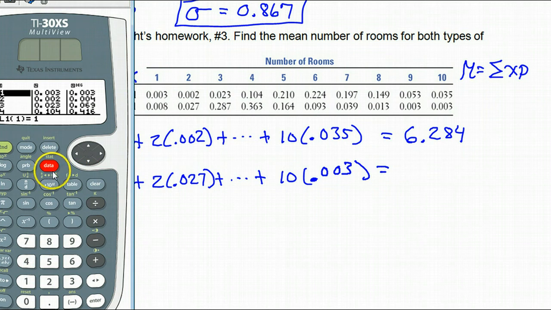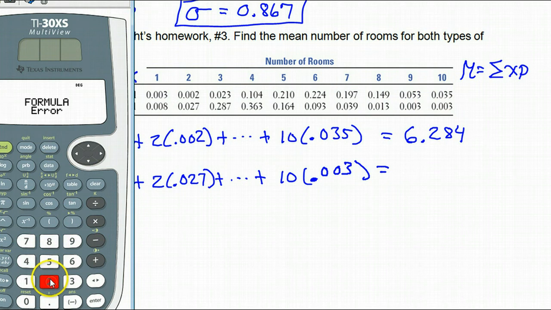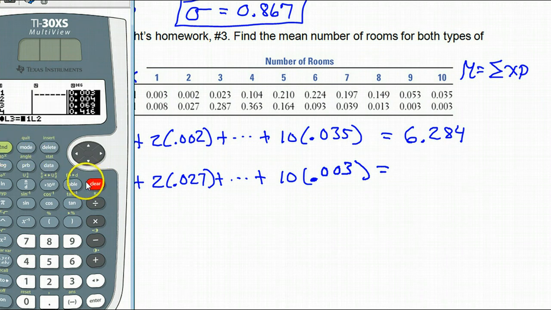So back to the data. The x's are fine, but I'm going to have to change the probabilities to be these. Let's see, can I clear this out? Formula error. Okay, I didn't like that. Forget about it. I'll just clear this for now too.